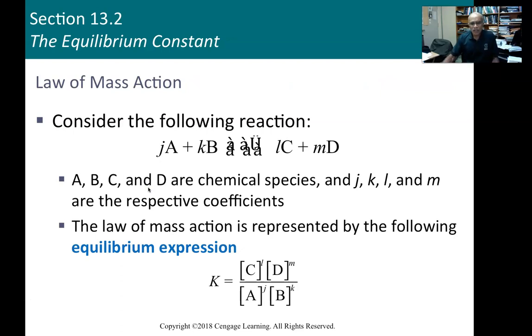Now let's look at the definition of equilibrium in terms of a mathematical expression. We define that in terms of an equilibrium constant. So we look at the law of mass action. Law of mass action really is that the quantities you started off with is the same as what you get at the end, as we know from very early on in general chemistry.